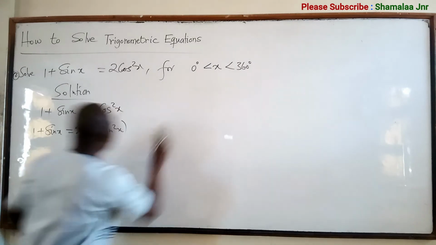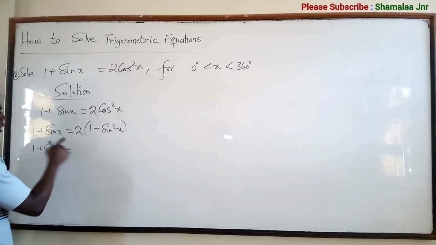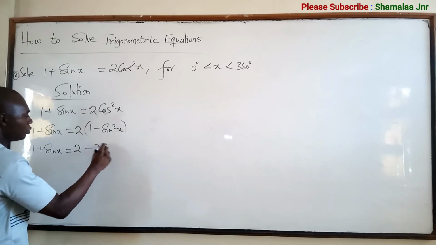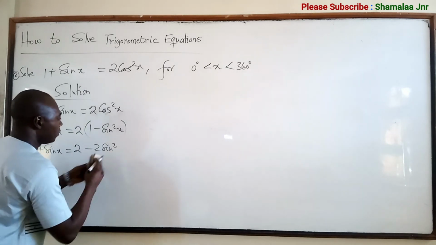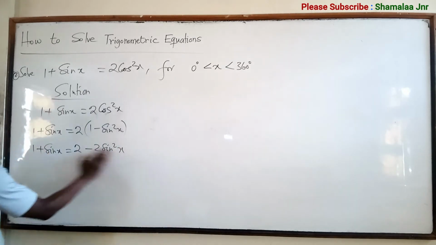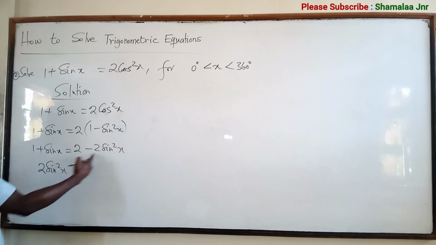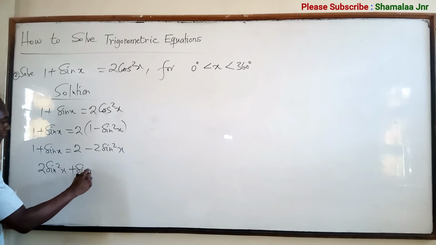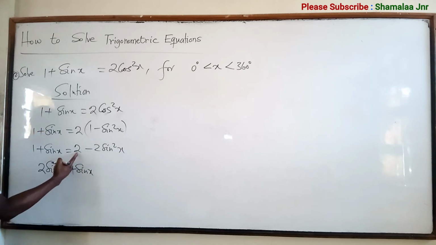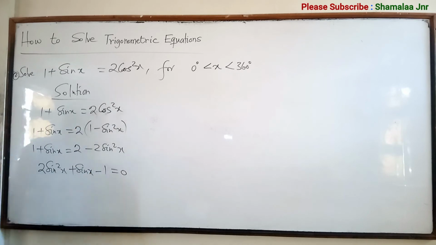Okay, so let me clean this. Now this is 1 plus sine x is equal to, let's expand this, 2 minus 2 sine squared x. Now let's bring everything here. To bring everything here, that would be 2 sine squared x. Isn't it? That will be positive when it comes here. Plus sine x. Now when this one comes here, it will be negative. So 1 minus 2, that will be negative 1, equal to 0.